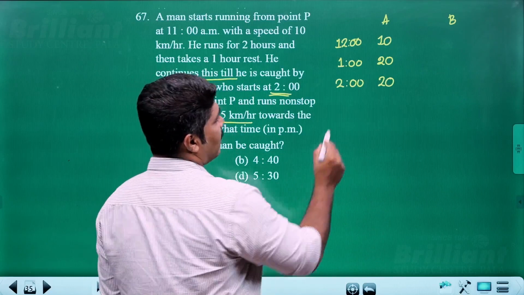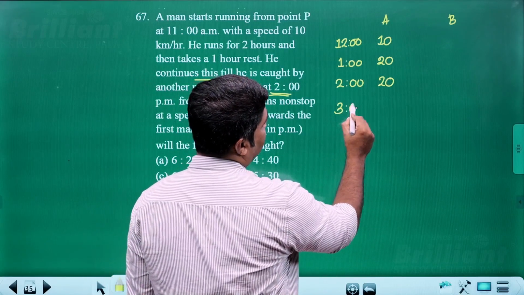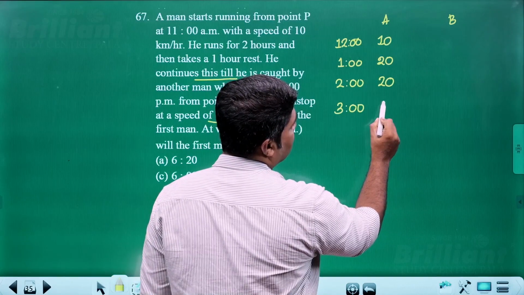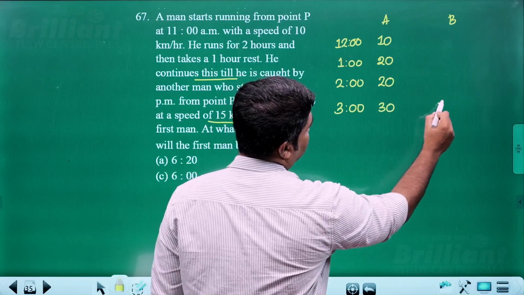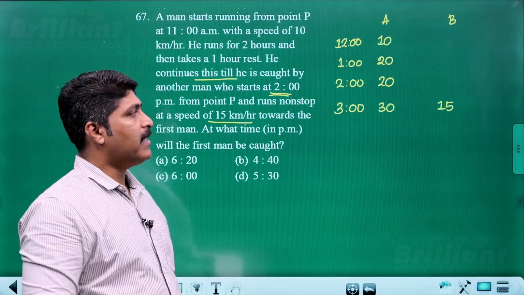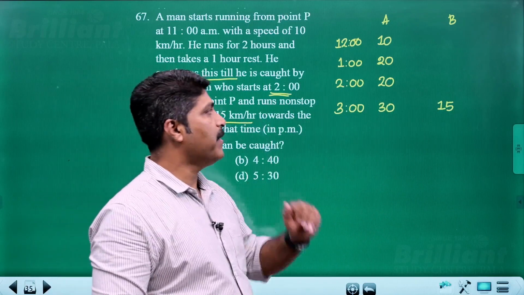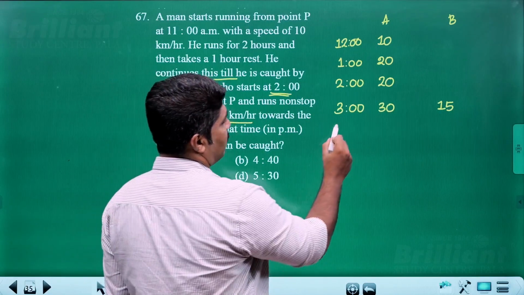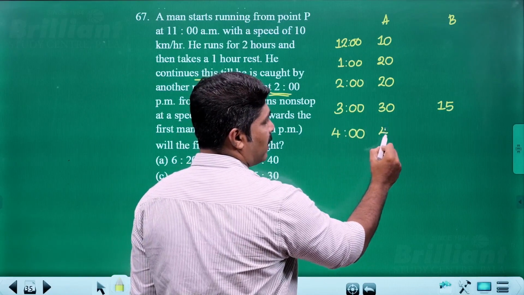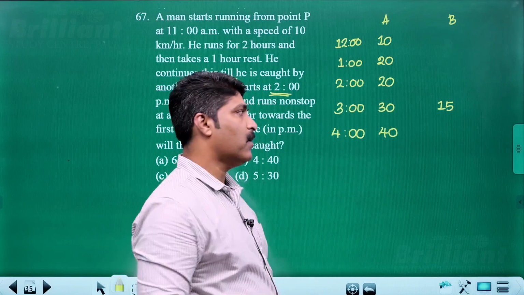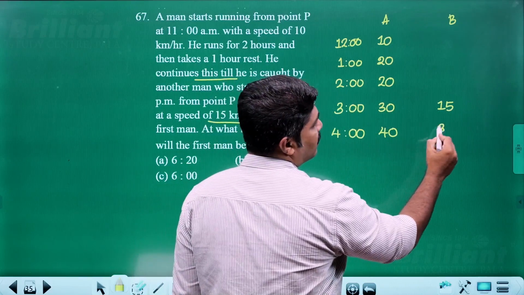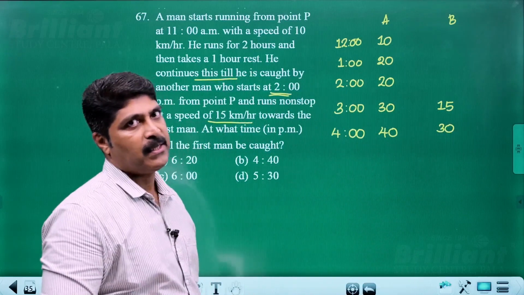So which will be the immediately next hour, that is 3 o'clock. At that time, don't forget the second person also started. This person further moved 10 km per hour, therefore 30, this person 15. Clear? At 3 o'clock, this person 15 km per hour. Then what about the next step at 4 o'clock? At 4 o'clock, this person further moved 10 km, that is 40 km in total, and this person covered further 15. That's equal to 30.